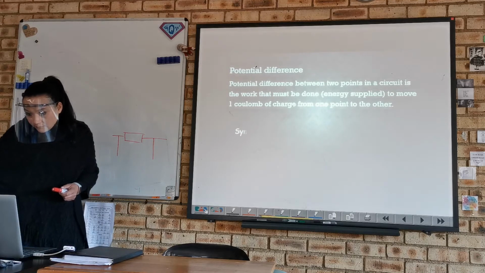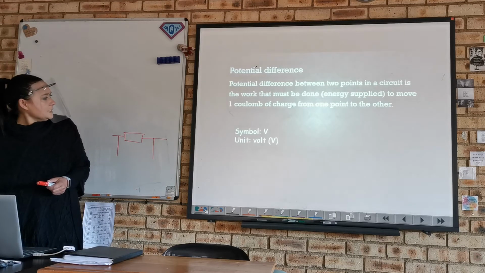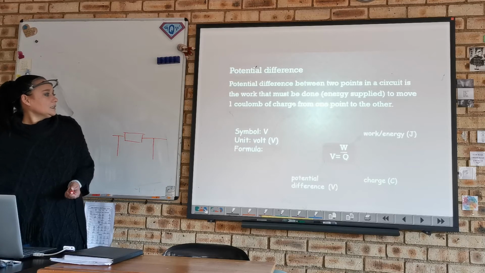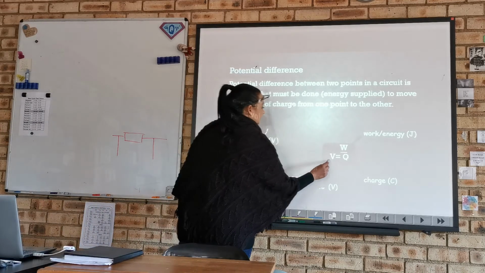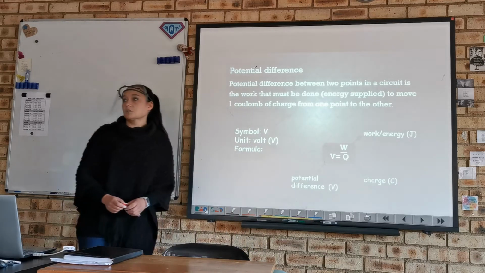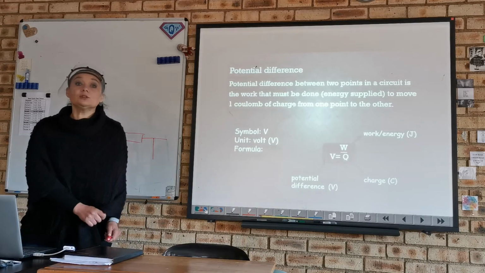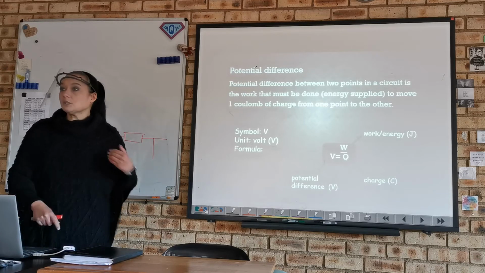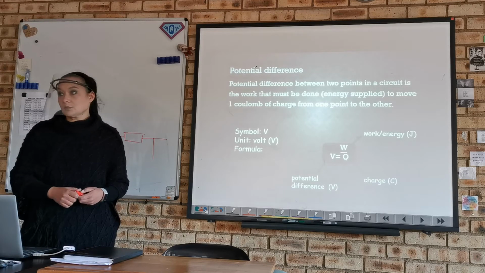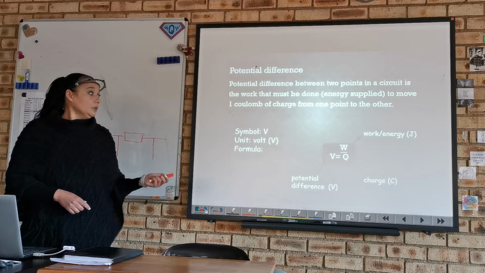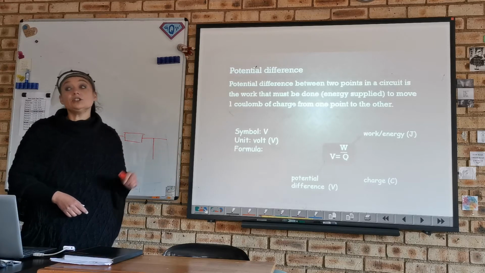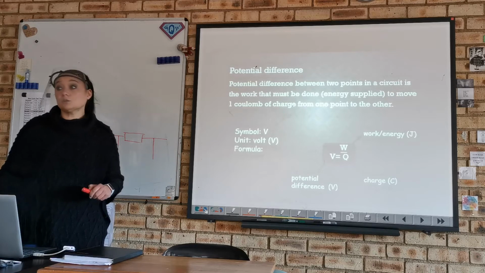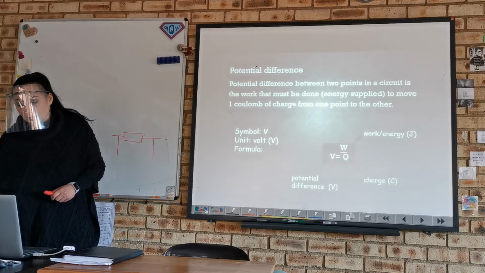Now, the symbol for potential difference is V. Of course, the unit is the volt. And the formula we use states that the potential difference is equal to the work done over the charge. Another very, very important equation that we need to put into our bag of equations that we can use when we're solving electricity problems. Okay? Remember, W refers to the work done or the energy required, measured in joules. Okay? And then charge, of course, is Q in coulombs.